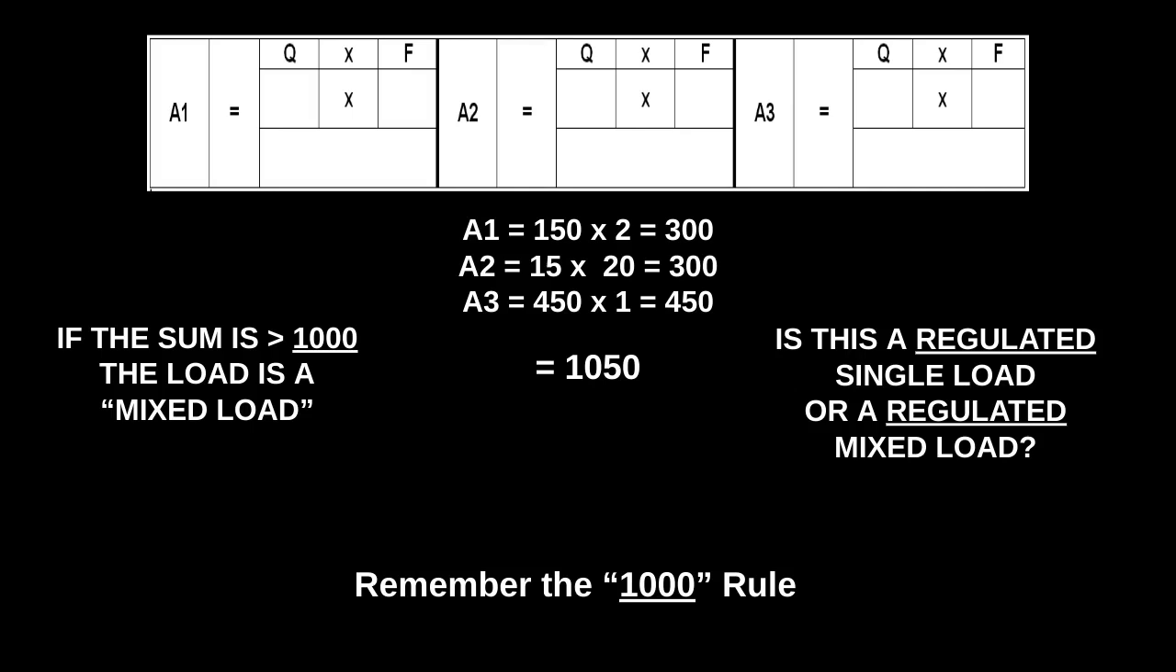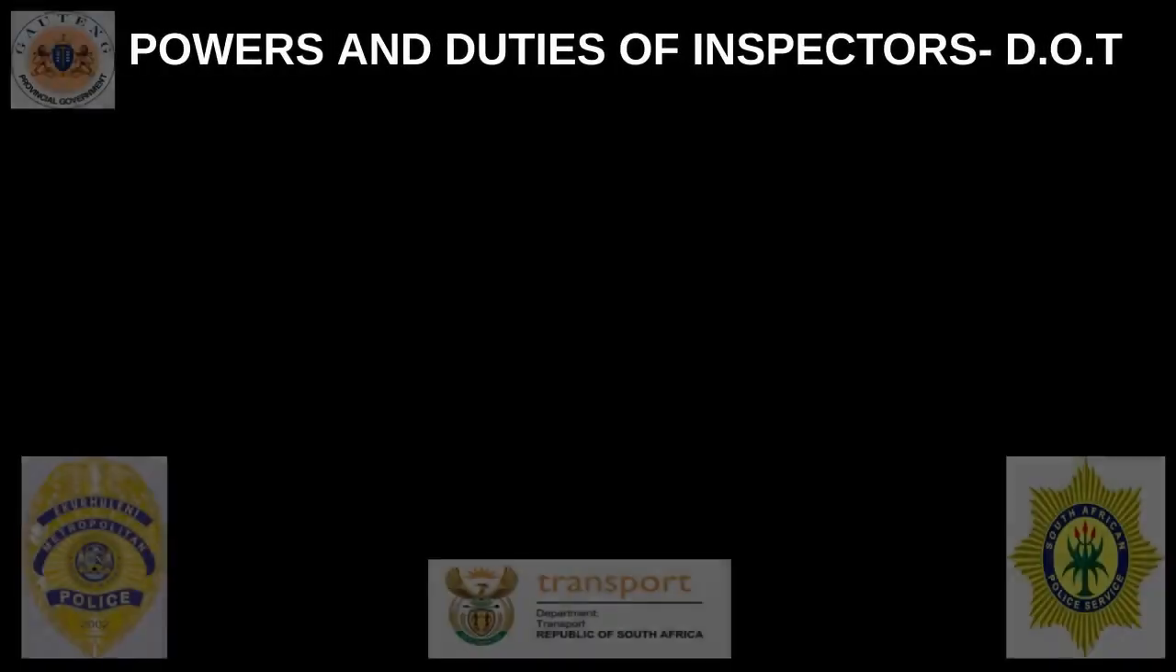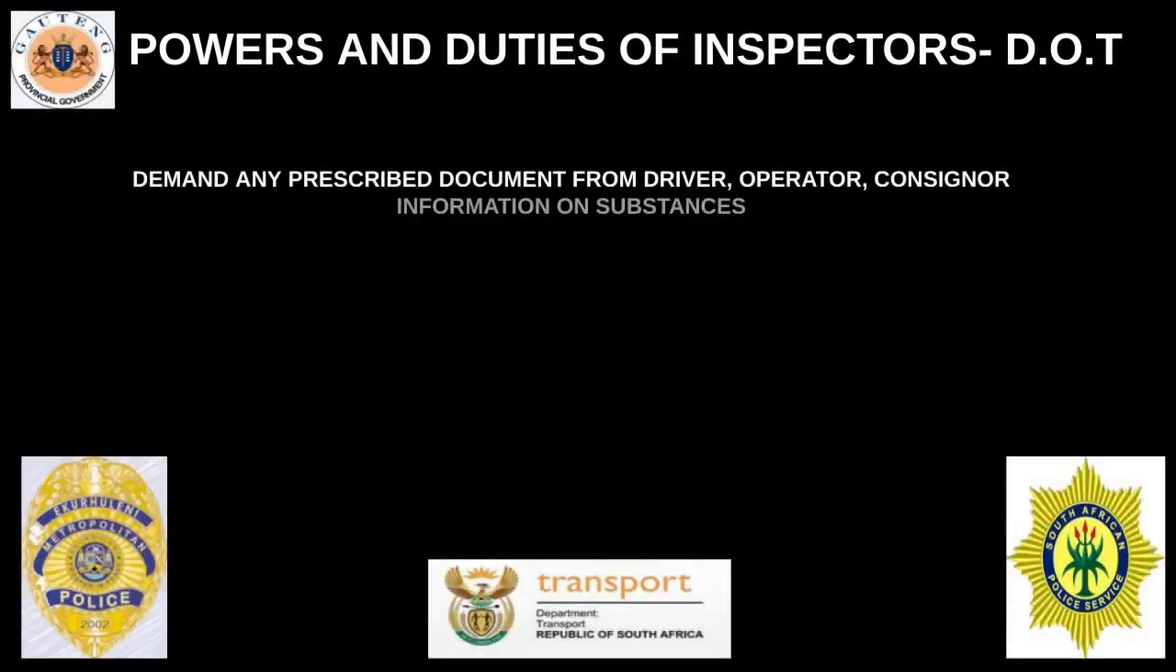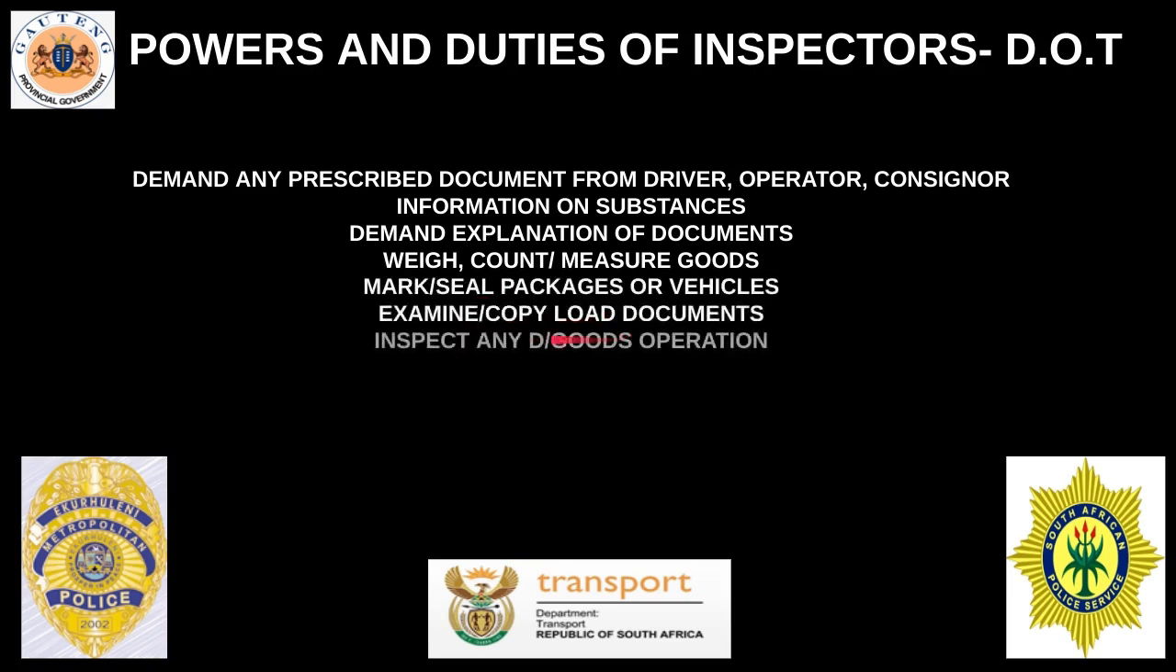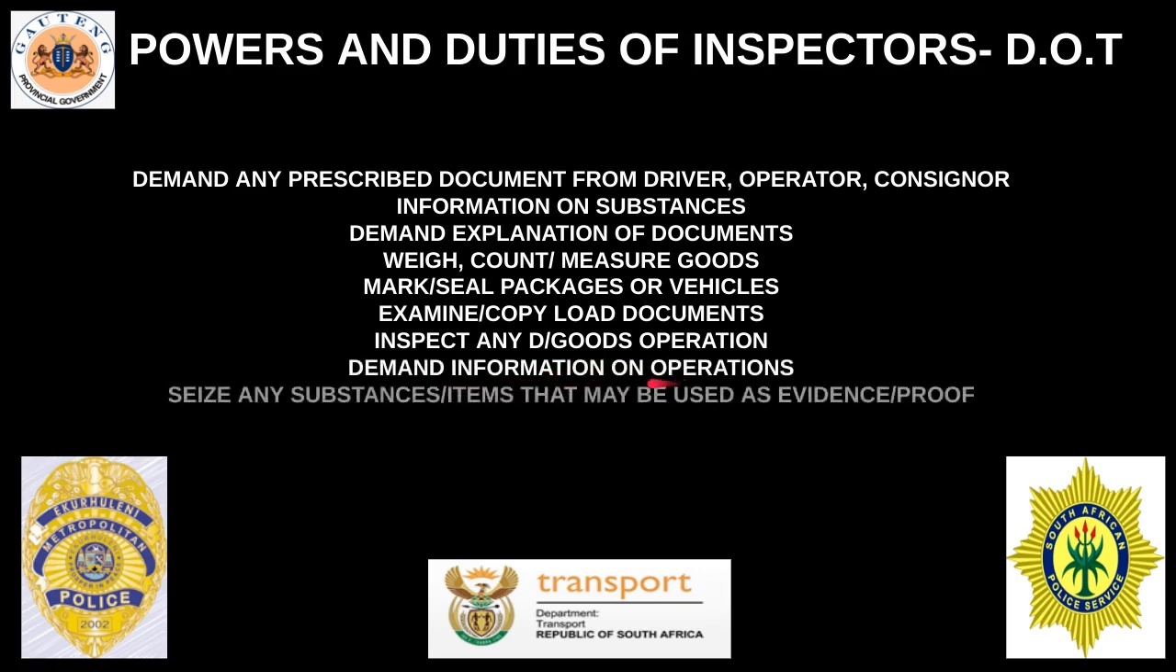Inspectors for the Department of Transport have specific powers and duties. They can demand any prescribed documents from drivers, operators, or consignors. They can request information on substances being transported and demand explanations of the documents provided. Inspectors are also allowed to weigh, count, or measure goods. They can mark or seal packages or vehicles, examine and copy load documents, inspect any dangerous goods operation, and demand information about the operation. Additionally, they are permitted to seize any substances or items that may be used as evidence or proof.